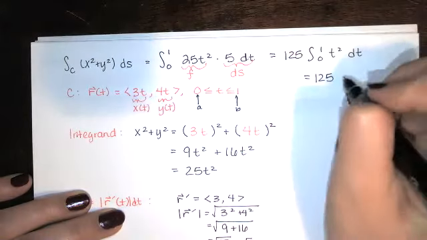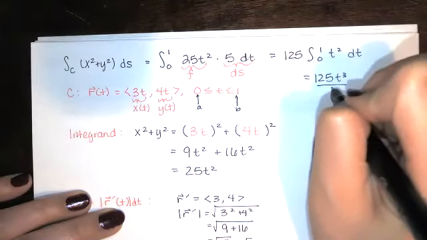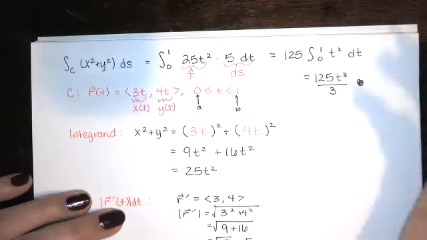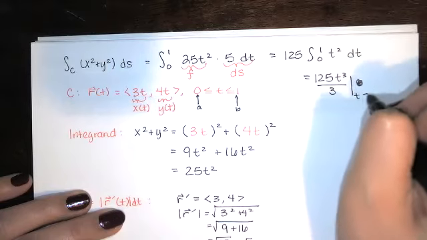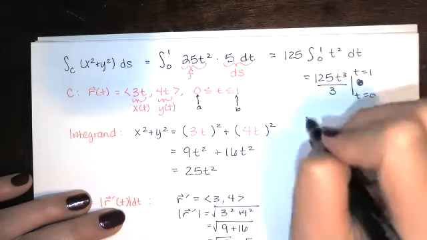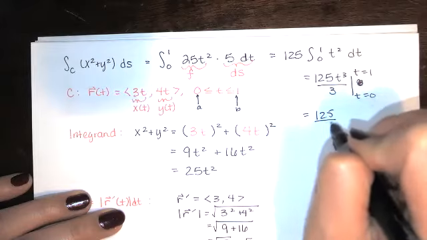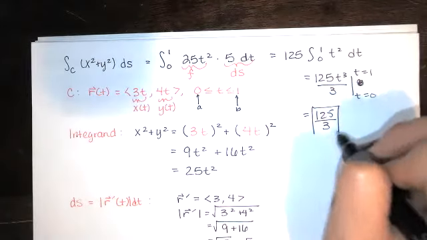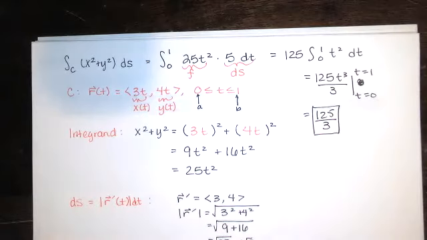Then we use the power rule, add 1 to the exponent, divide by the new exponent. Oops, we don't need a plus c. It's a definite integral. And we evaluate from t equals 0 to t equals 1. At t equals 1, we get 125 over 3. At t equals 0, we get 0. So this is the value of the line integral in part A.